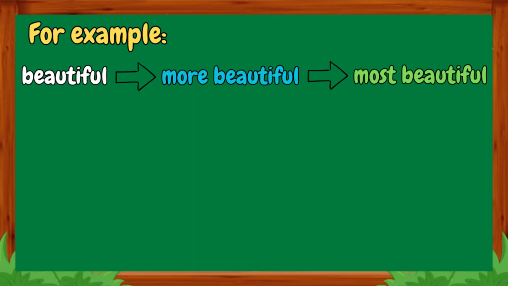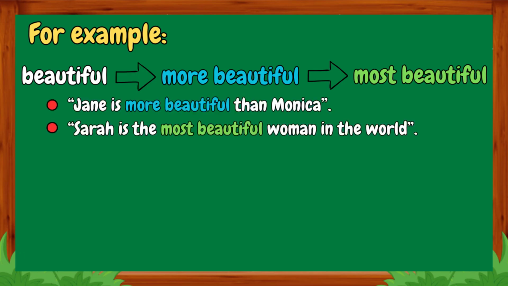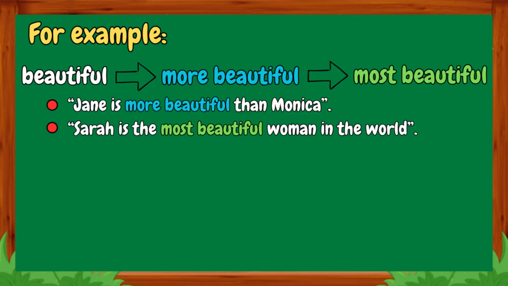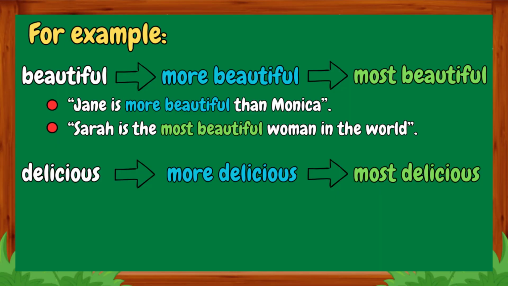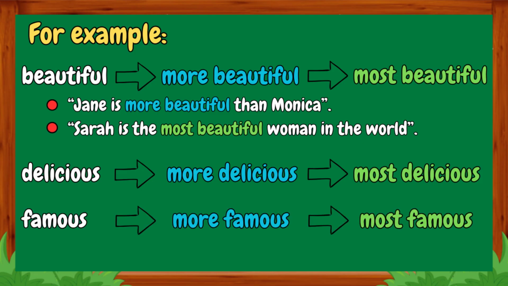Beautiful, more beautiful, most beautiful. Jane is more beautiful than Monica. Yes, again, we are only comparing two things to each other. Sarah is the most beautiful woman in the world. Yes, the superlative. We are comparing Sarah to all the women in the world. Let's look at some other examples. Delicious, more delicious, most delicious. Famous, more famous, most famous. And finally, let's go look at the last group of comparative and superlative adjectives and how they are formed.